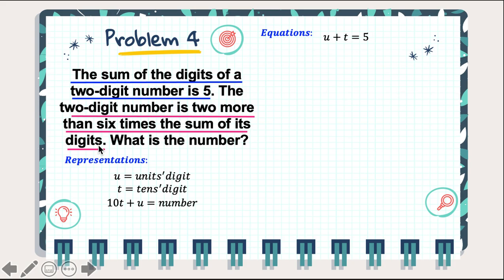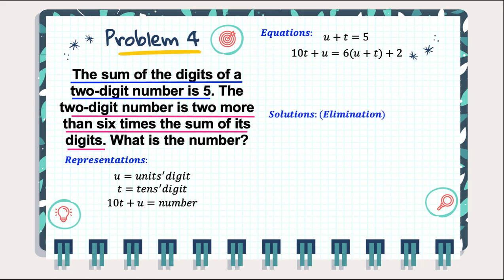We have to multiply it by 6, and after that, we're going to add 2. So your second equation will be 10t plus u is equal to 6 times the quantity of u plus t, plus 2. And then I will again be using the elimination method. So I have to simplify the second equation. We have to first distribute 6.